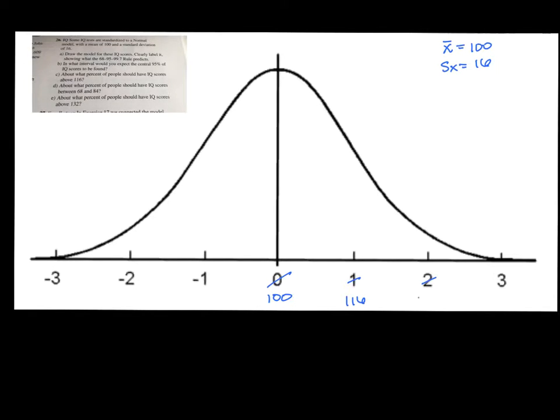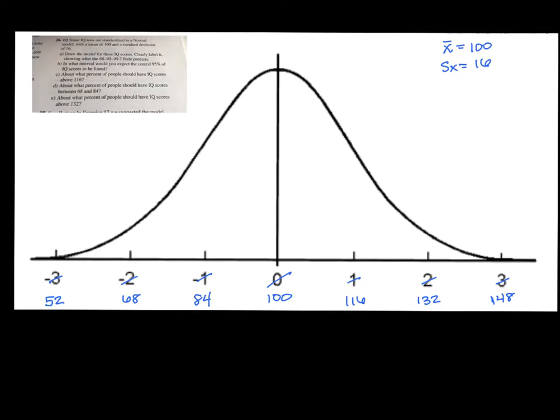Instead of 2, I'm going to have 132. And instead of 3, I'm going to have 148. And then for the lower part, since I'm going to the left, I'm going to subtract 16. So 100 minus 16 gives me 84. Minus another 16 gives me 68. Minus another 16 gives me 52. Is that right? I'm going to double check that one. Yeah. Okay, so instead of having z-scores, we have our actual x values.